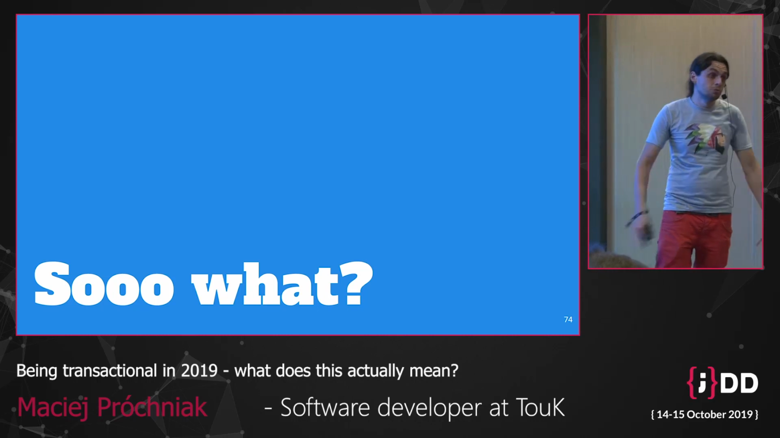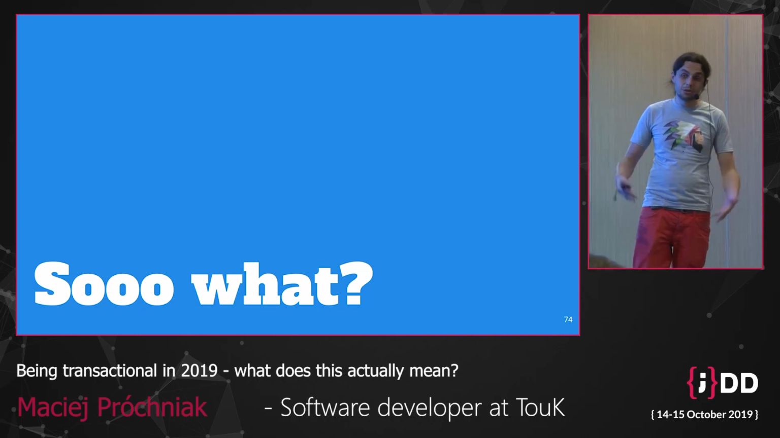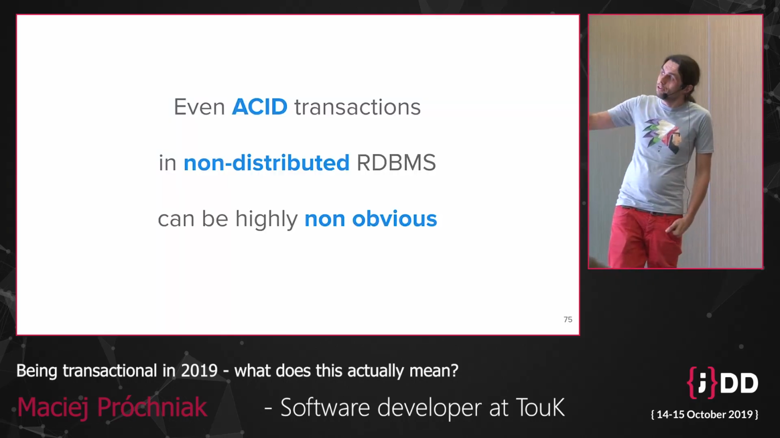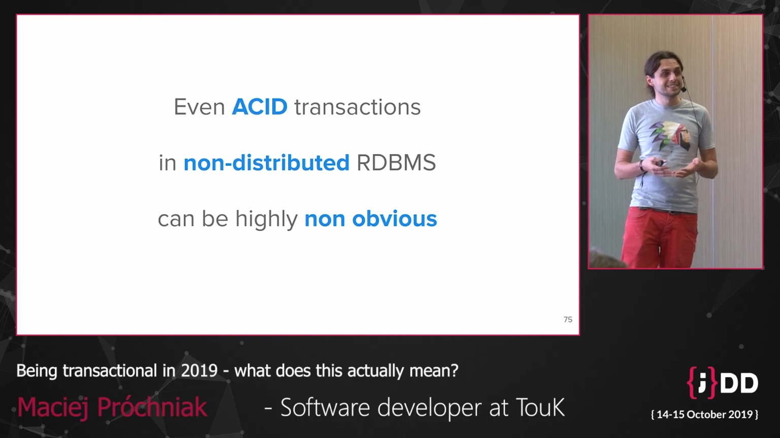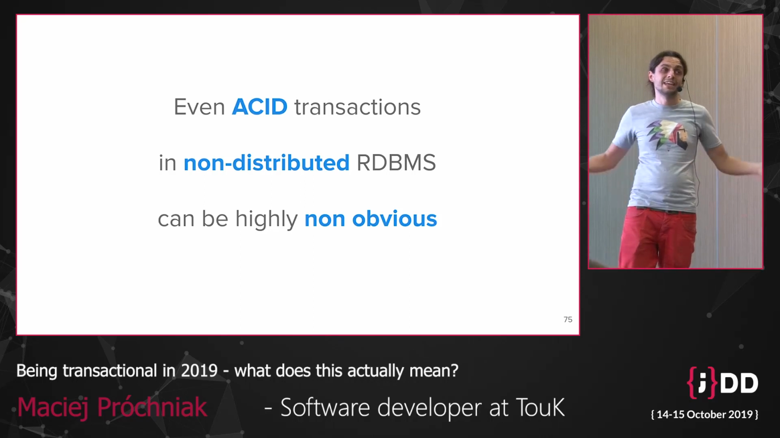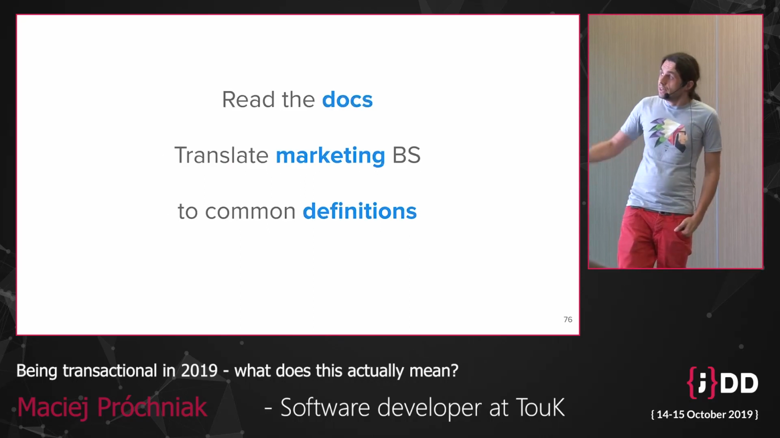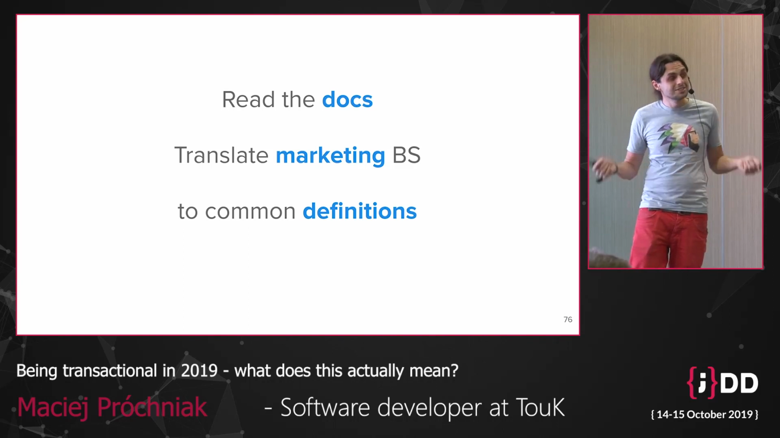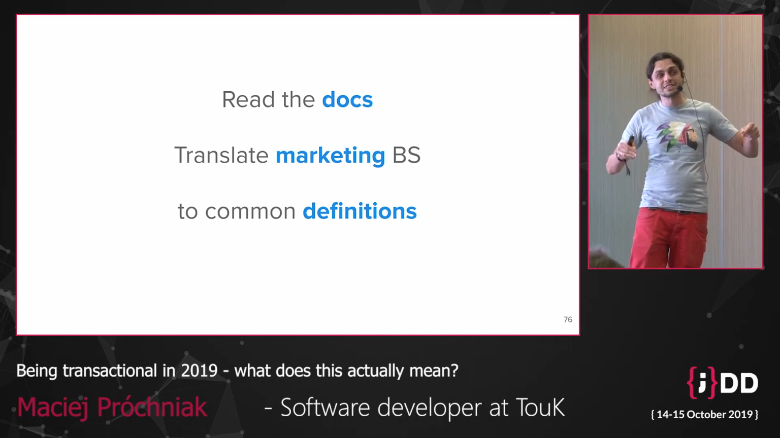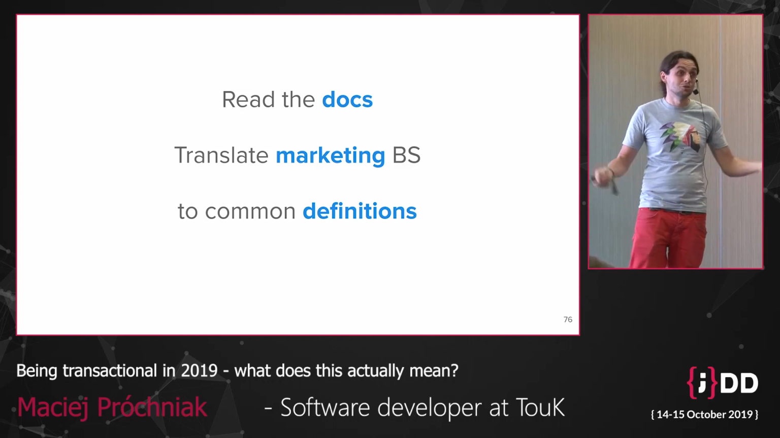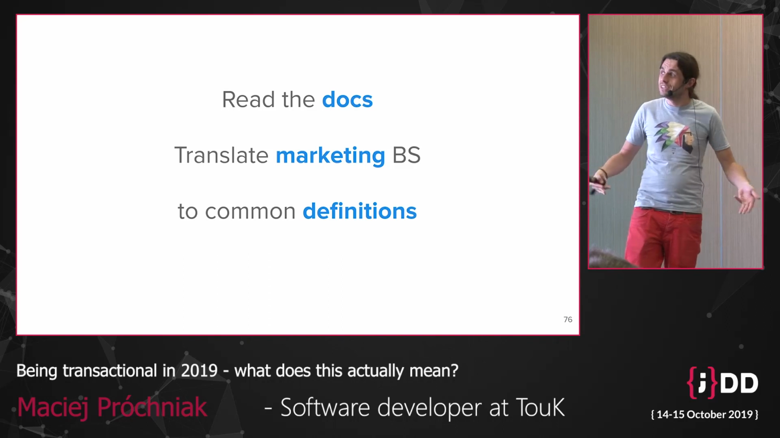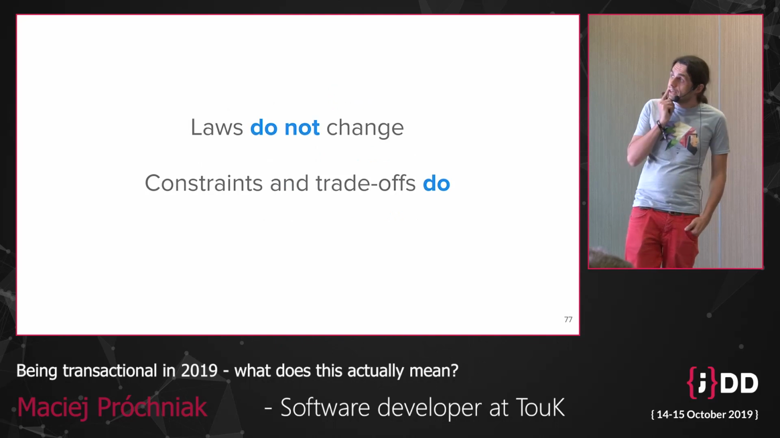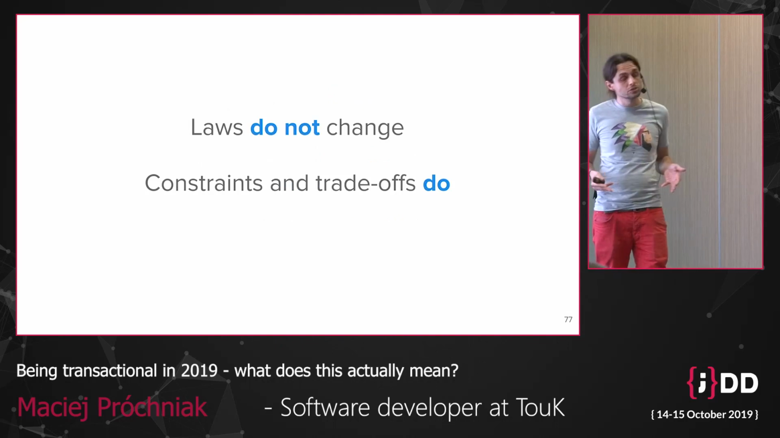And to wrap up, we've talked about different things, about industry standards and research stuff. And I want you to remember that, well, the first thing is that even surprisingly simple things like ACID transactions can still hide some mysteries. The second is that if we use something, especially like a database, it's good to really read the docs and try to translate the docs and marketing inside to some kind of common definitions so that we know what we are really talking about. And the third thing is that laws do not change.